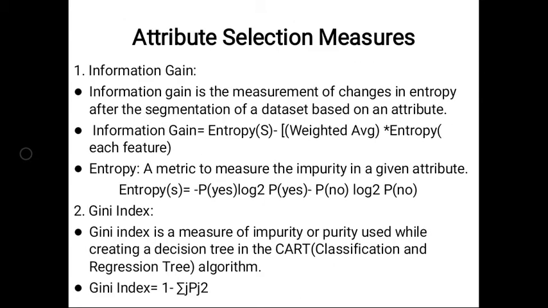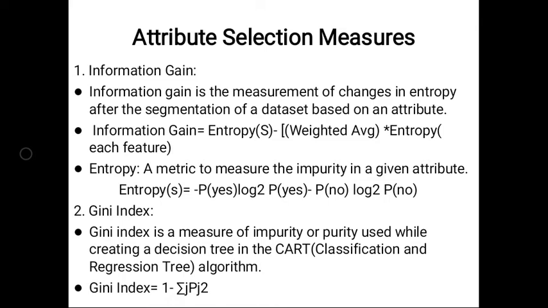Attribute selection measure. In attribute selection measure we have two types: information gain and Gini index. Information gain is a measurement of changes in entropy after the segmentation of a dataset based on an attribute. The formula is: information gain is equal to entropy of the total sample minus the weighted average times the entropy of each feature.